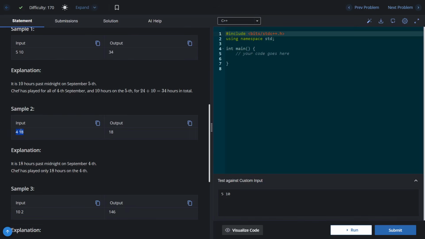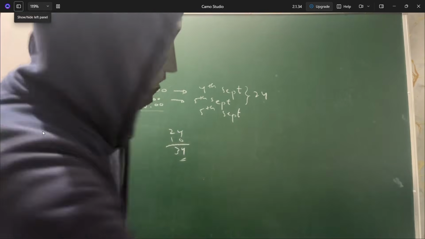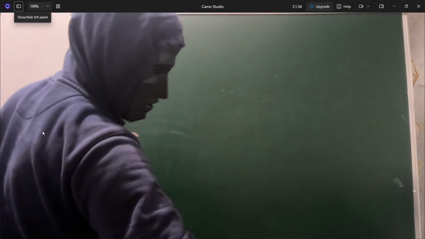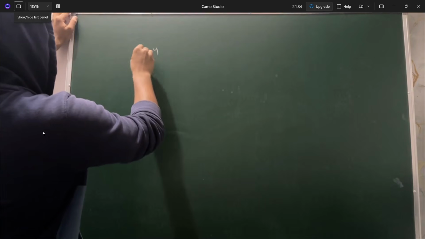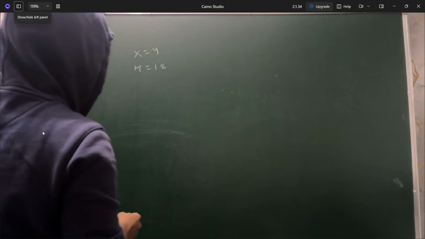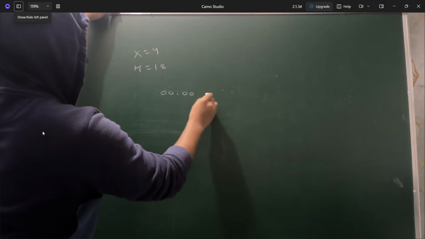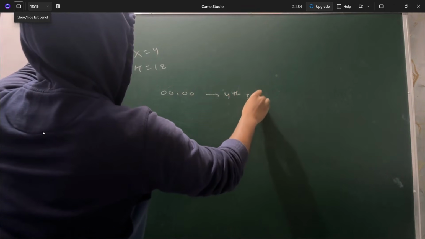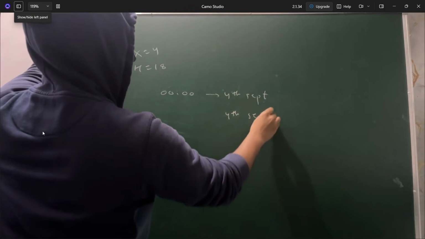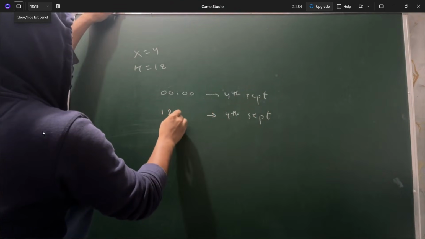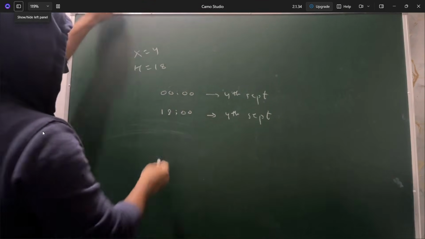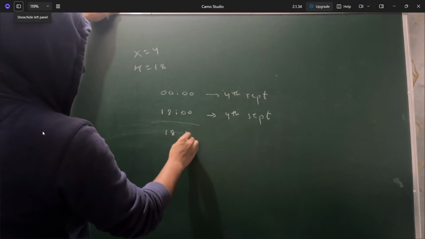We have 4 and 18. Let's try to understand this also. It's easy, so I'm going a bit fast. On 4th of September the game has been launched, and he's been playing till 4th of September, and the time is till 18. 18 means 6 o'clock in the evening. So how many hours has he been playing? From 4 to 4, obviously he'll be playing only for 18 hours.